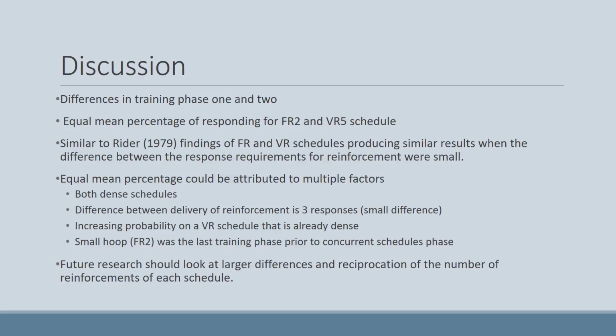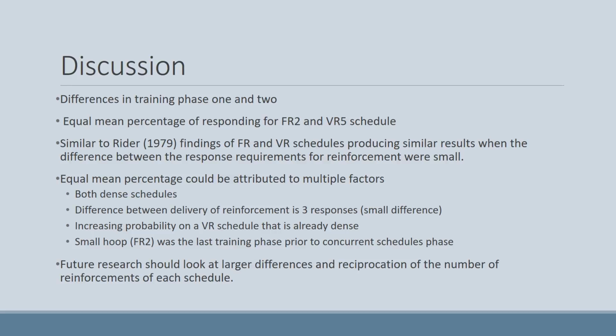The small hoop was on the FR2 schedule, and that was actually the last training phase prior to the concurrent schedules phase, which could also contribute to why the fixed ratio schedule had so many responses. Generally, the VR schedule could produce more responses, but in this case, the two were very similar. So having just moved from the small hoop training phase into the concurrent schedules, the subject was conditioned to be swimming through the small hoop and had not had contact with the large hoop since the initial training phase of training phase 1.